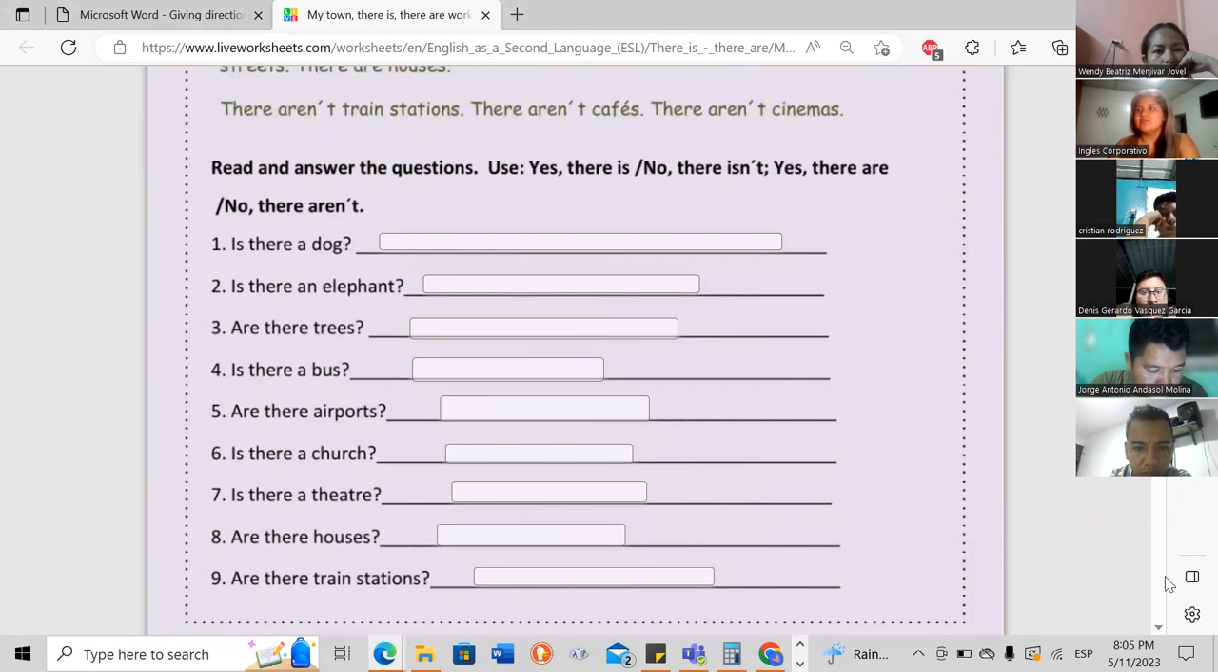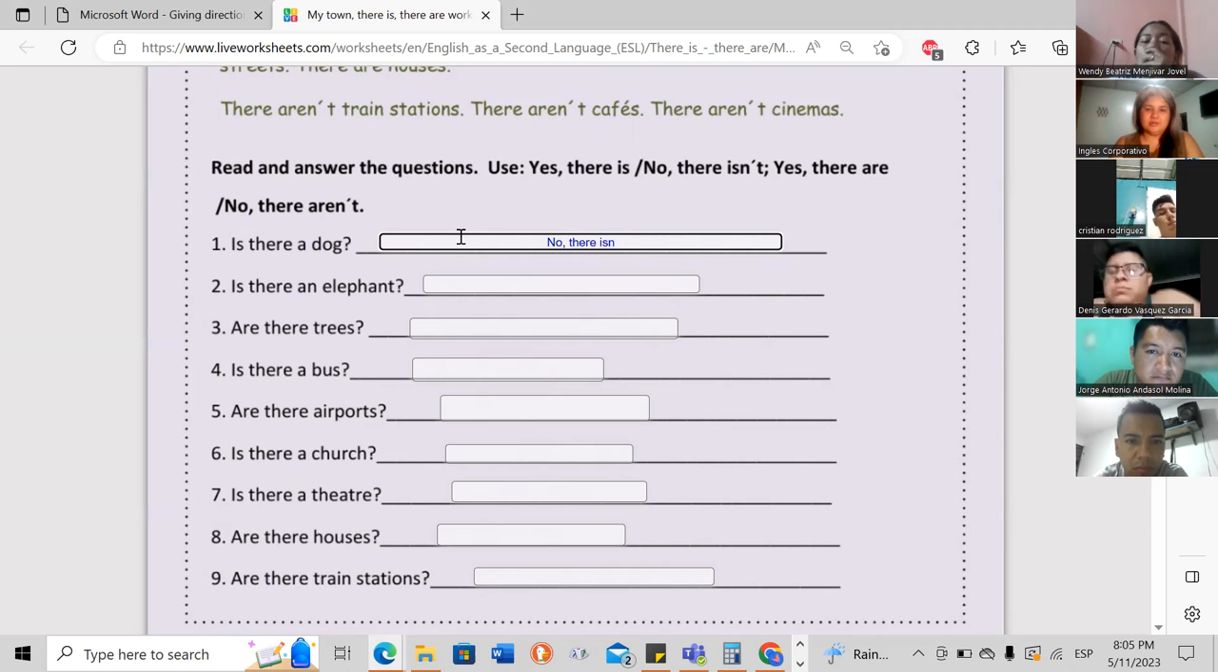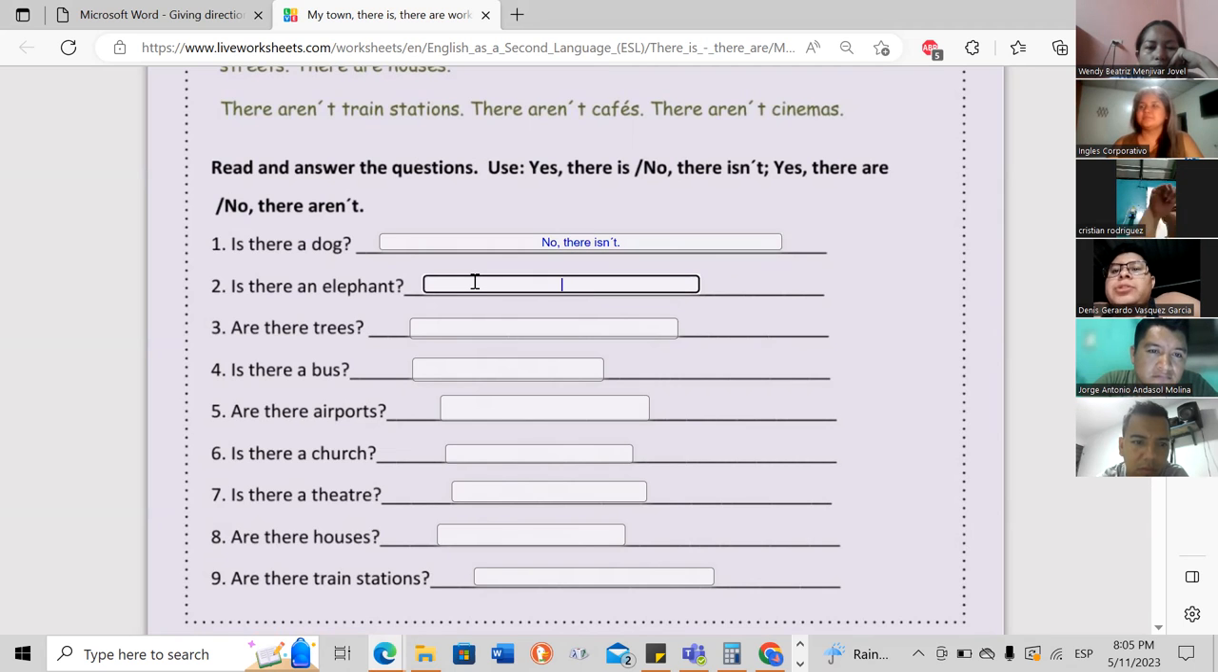There is a dog. No, there isn't. Is there an elephant? No, there isn't.